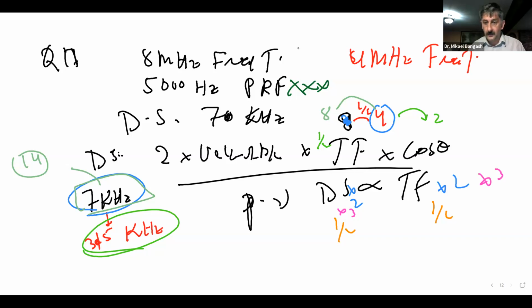If your transducer frequency is reduced to 1/3, this will also get reduced to 1/3, provided of course that everything else was the same. So mainly, questions regarding the relationships, because I told you, you don't necessarily need to remember the Doppler shift equation by heart, but at least know the relationships.